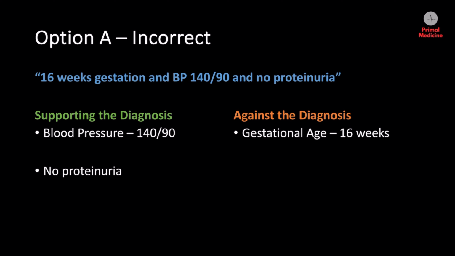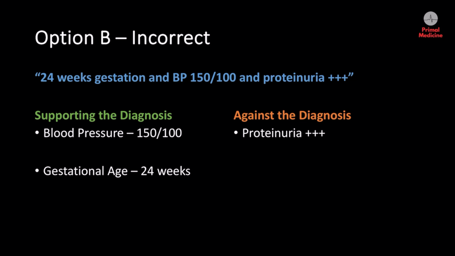Going back to our question at the start, option A was 16 weeks gestation, blood pressure 140/90 and no protein in the urine. This was incorrect because whilst we have a blood pressure of 140/90 and no protein in the urine, which supports the diagnosis of gestational hypertension, the gestational age is less than 20 weeks. So this picture is more in fitting with pre-existing hypertension.